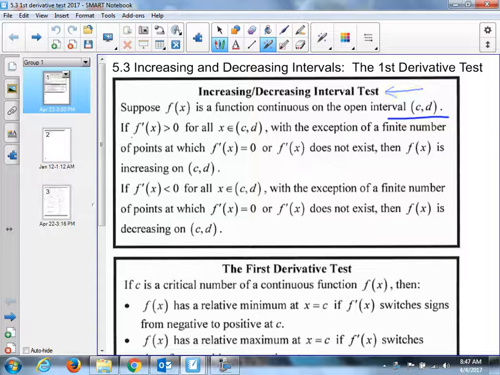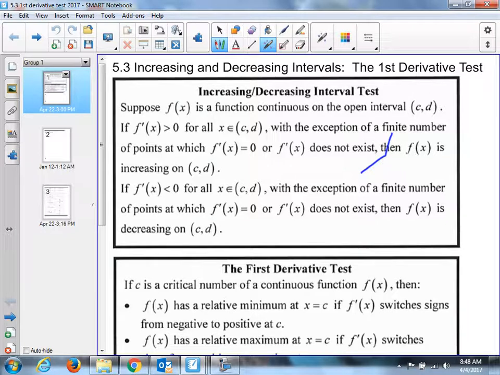If the derivative is positive, greater than 0, for all values of x on that interval, with the exception of a few points. You can have a few points where the derivative is 0 but never switches to negative, or even doesn't exist. Maybe there's a hole, or an asymptote. No, that's not right, there's not a hole. It's like a corner, maybe. I made a mistake. Then f of x is increasing.